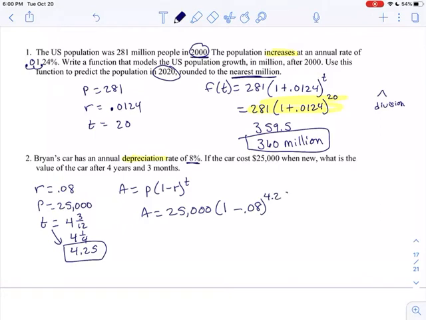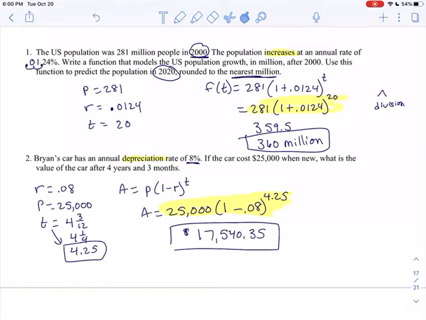So I'm doing 25,000 times (1 minus 0.08) to the 4.25. And that whole thing just goes in my calculator exactly the way it is. Your calculator's doing all the hard work. You just pick the formula, make sure you have the P, make sure you have the R, make sure you have the time. $17,540.35. So that's what the car is worth.